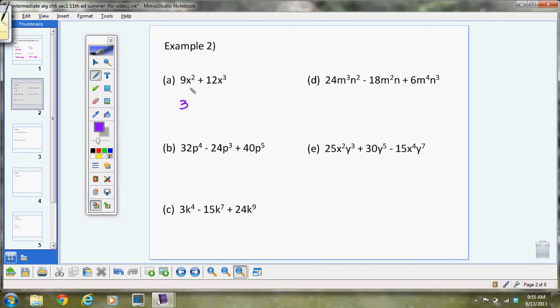Now let's look at the x's. We have an x squared and an x cubed. Remember, you take out the smallest power. They both have at least 2 x's. So we're going to take out an x squared. Now we're going to leave our parentheses.